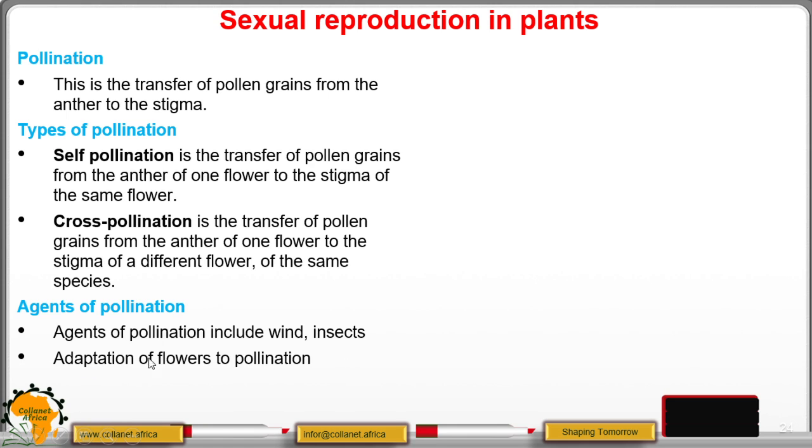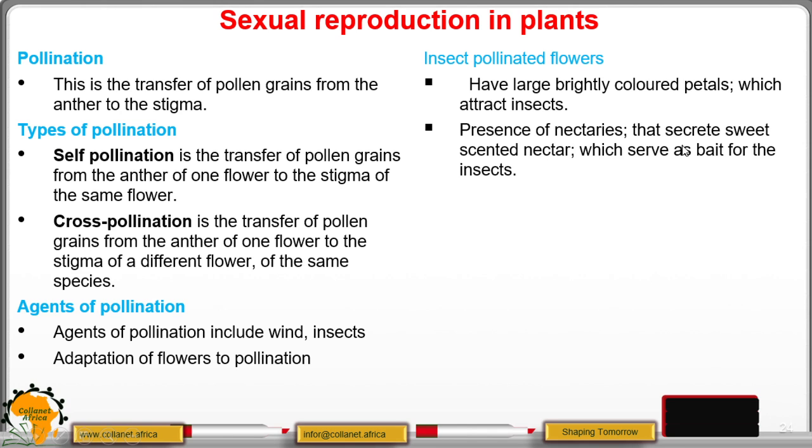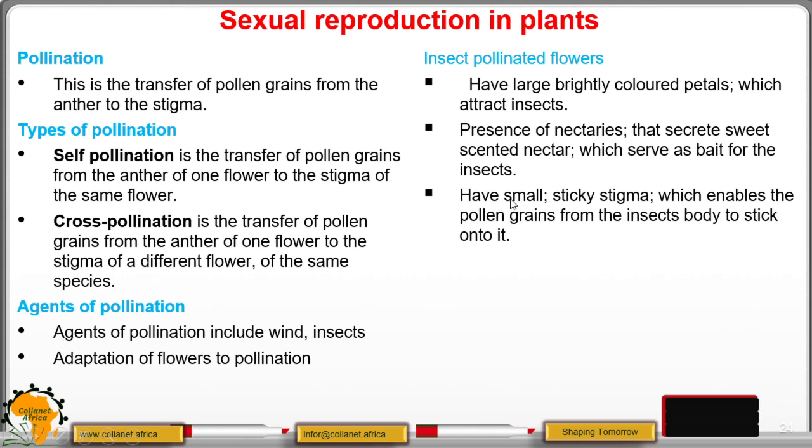And how are these flowers adapted to pollination? For instance, in the case of insect-pollinated flowers, they have large, brightly colored petals which attract insects, and they have nectaries that secrete nectar, which is sweet and has a good smell, that serves as a bait for the insect. This will make the insects move to those plants to collect the nectar, which is food to these insects. They also have a small sticky stigma which enables the pollen grains from the insect to stick onto it.